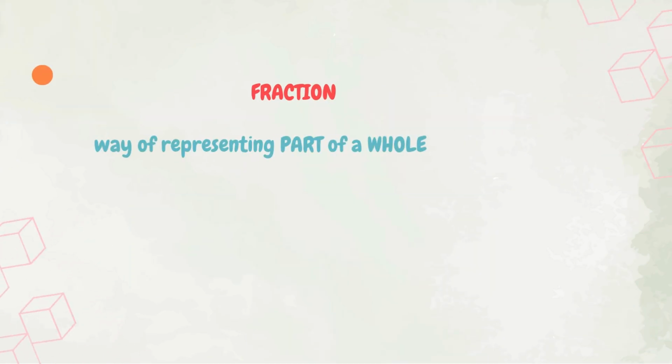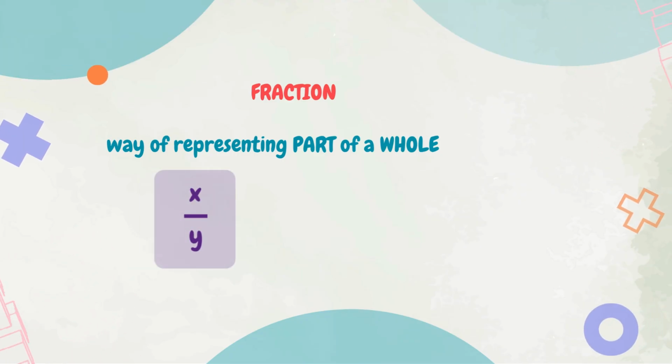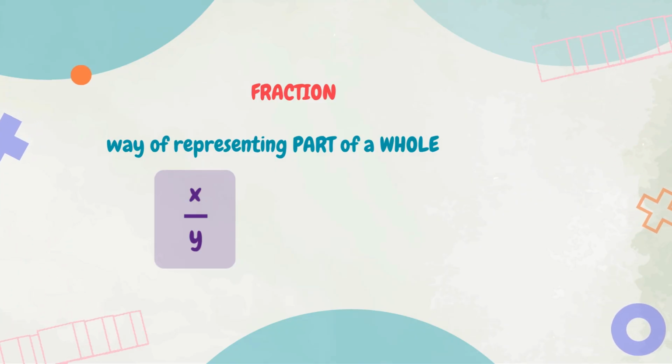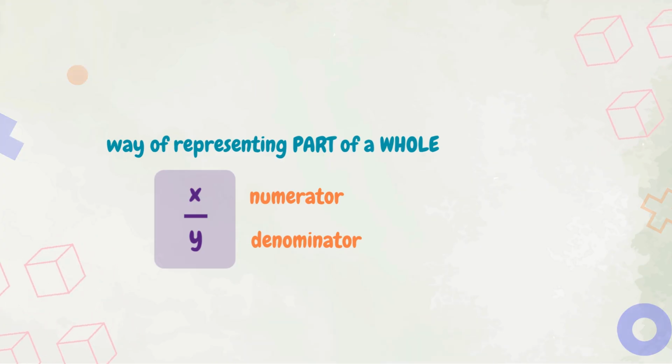A fraction is a way of representing part of a whole. Fractions are written as two numbers, one over the other. The number on top is called the numerator. It represents how many parts we have. The number on the bottom is called the denominator. It shows how many equal parts the whole is divided into.